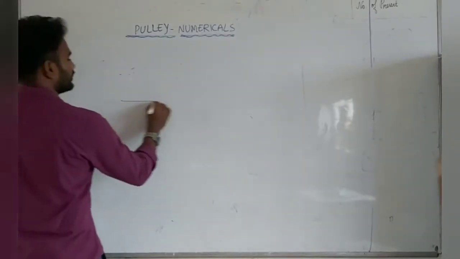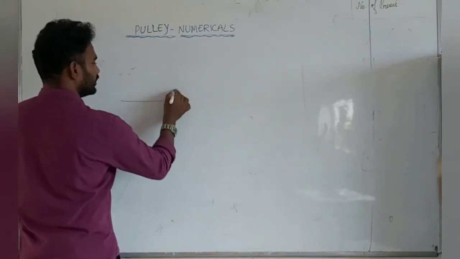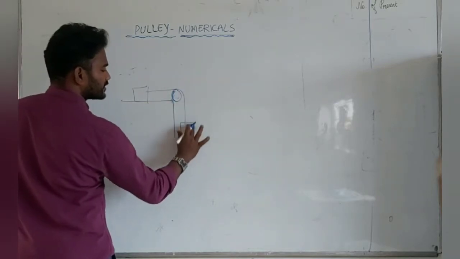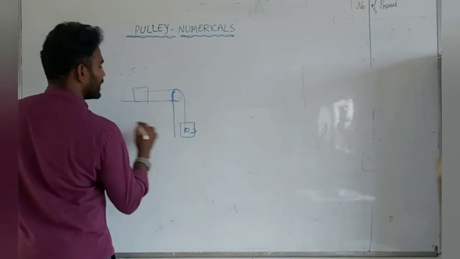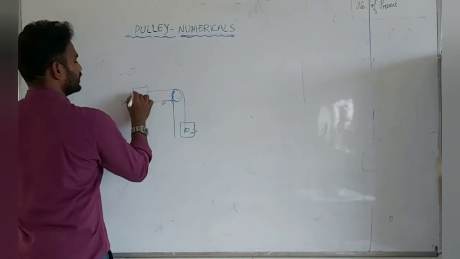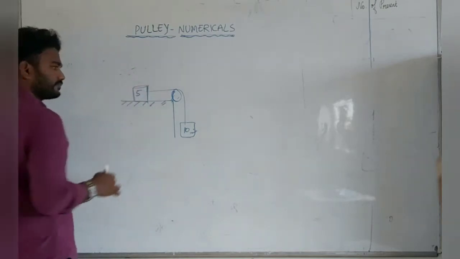Okay, fine. So let me consider this structure that has been given. There is a pulley and one block is given here, another block is given here. Let me consider this block of 10 kg. This is the frictionless surface. This is of 4 kg. Let me consider it is 5 kg. Better you can take it as 5 kg.